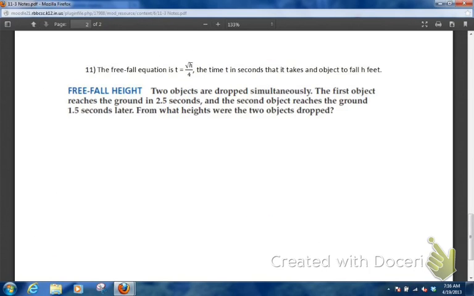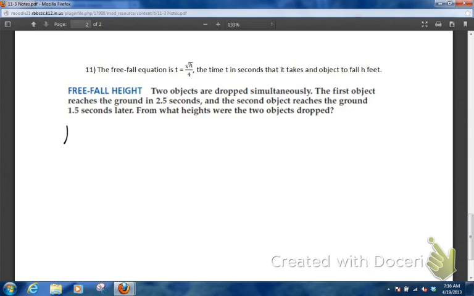Alright, story problem says the free fall equation is t equals the square root of h divided by 4, the time t in seconds that it takes an object to fall h feet. So here's our problem. Two objects are dropped simultaneously. The first object reaches the ground in 2.5 seconds, and the second object reaches the ground 1.5 seconds later. From what heights were the objects dropped?